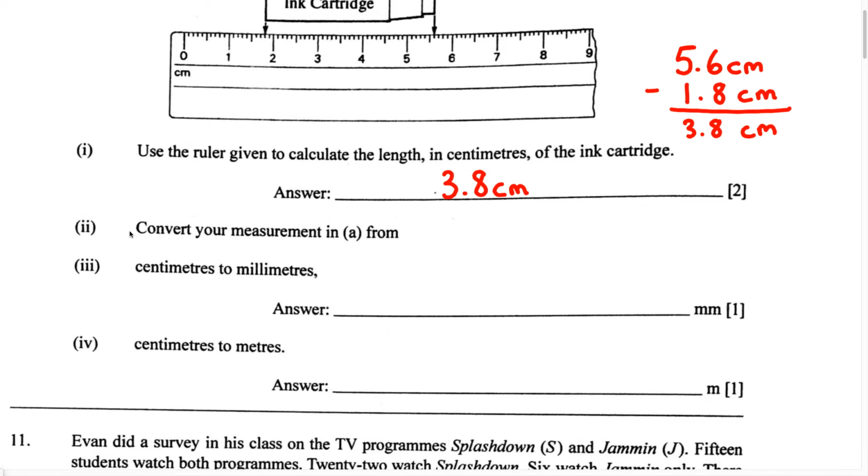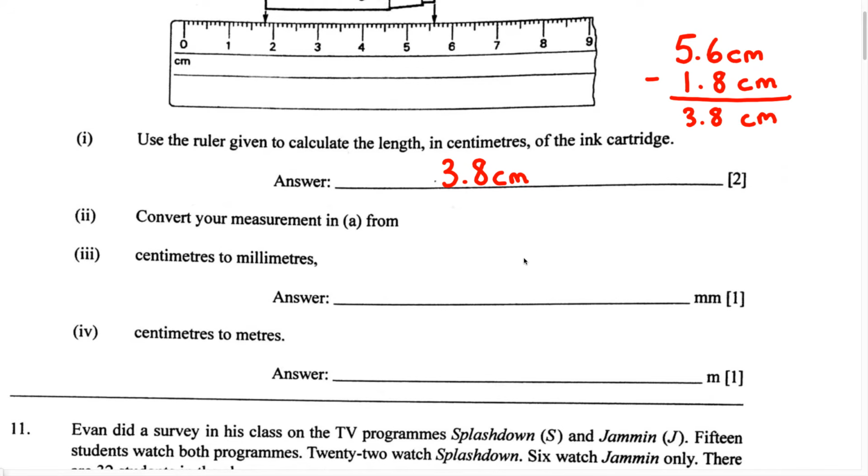Okay, now part 2 says convert your measurement in A from centimeters to millimeters. Anytime they want you to convert measurements, I just want you to remember this. We can have meters, centimeters, and millimeters. We also can have kilometers. To convert centimeters to millimeters, we're just going to multiply by 10. And to convert millimeters to centimeters, we're just going to divide by 10.